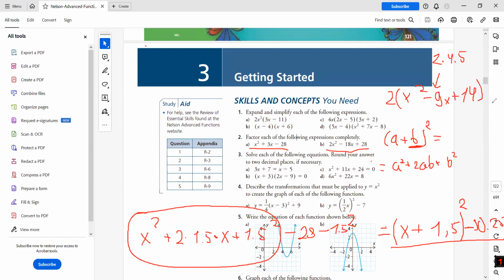So what we need here is 4.5 squared, which gives us 20.25. So here, instead of 14, we need 20.25. In order to do that, we need to add 6.25.